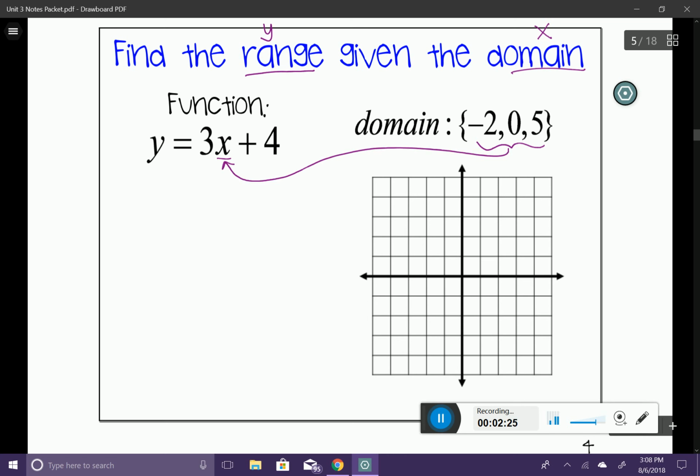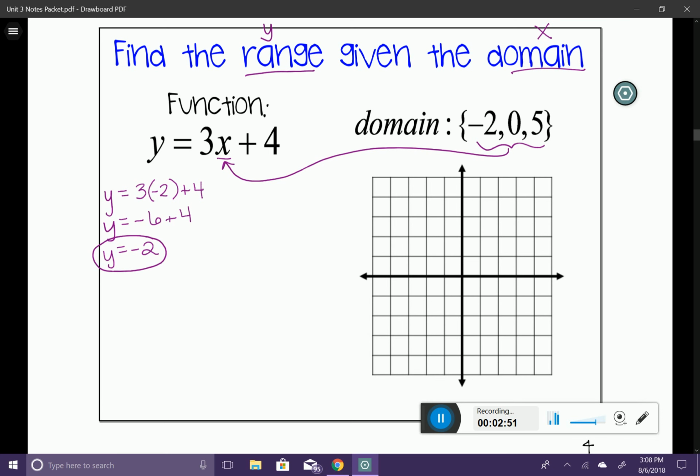So we're going to set it up into three little pieces here. If I set y equal to 3x plus 4, I'm going to use the -2 first. I'm going to go ahead and use that replacement value, and I want to do that to solve for my y. So I have -6 plus 4. So y is going to give us -2. So -2 is going to be my range value, or my output value.